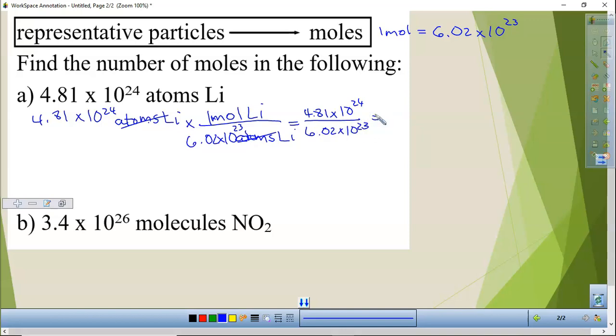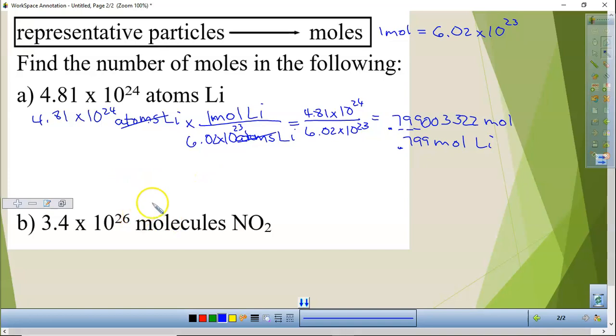Okay, let me do a little bit of math here. 4.81 times 10 to the 24th divided by 6.02 times 10 to the 23rd, and I get 0.799, oh wow, big number, 0.7990... moles. Okay, how many sig figs can I have in my final answer? 3. So 1, 2, 3. Does that 0 round that 9 up? No, it doesn't. So my final answer, 0.799 moles of lithium.